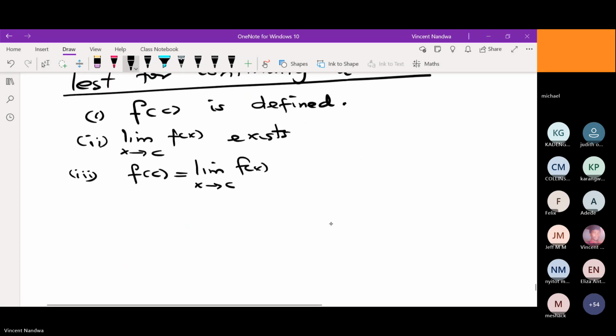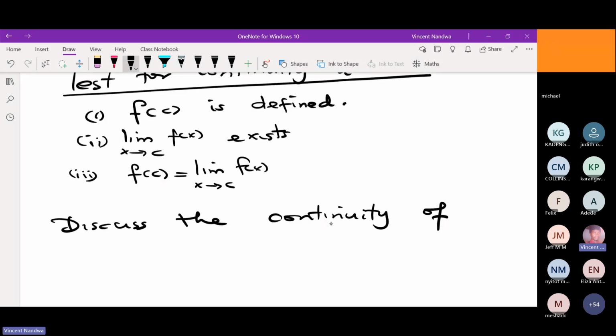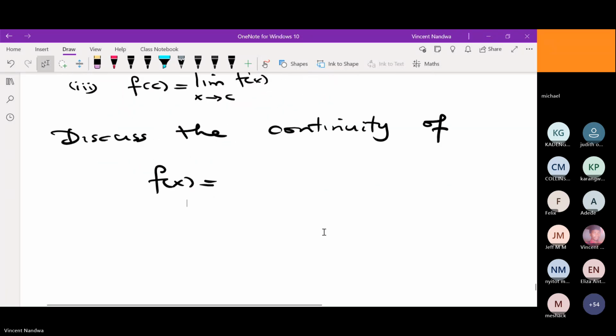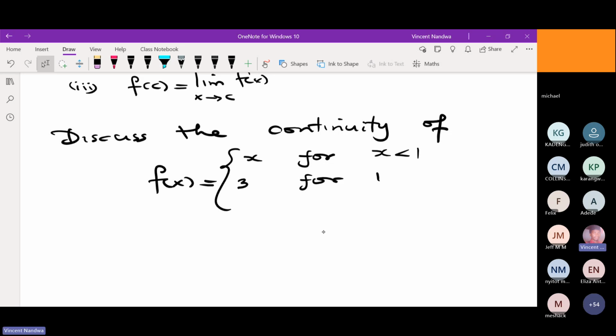So for example, discuss or check the continuity of this function: f of x equals x for x less than 1, 3 for x between 1 and 3, and x for x greater than 3.